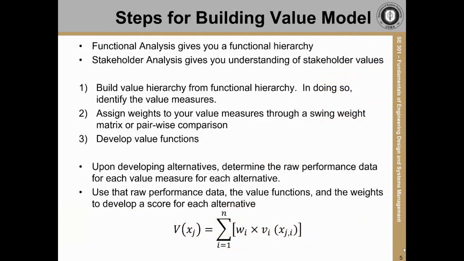So when you're trying to build a value model, it follows a very definitive sequence of steps. So first off, you do your functional analysis for your functional hierarchy, and your stakeholder analysis, which is critical for determining what your value measures should be. After that, after you build your value hierarchy from your functional hierarchy, you derive your value measures. From your value measures, you then can create weights and develop your value functions. And again, just following the sequence of steps will allow you to determine an overall score for each of your design alternatives.